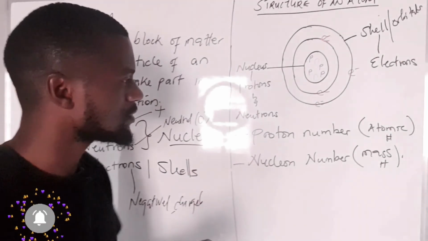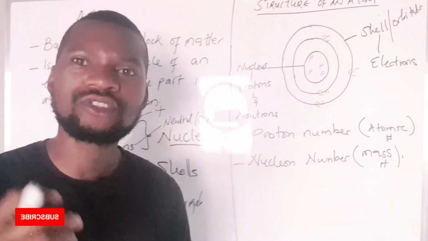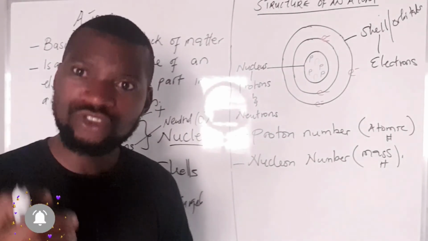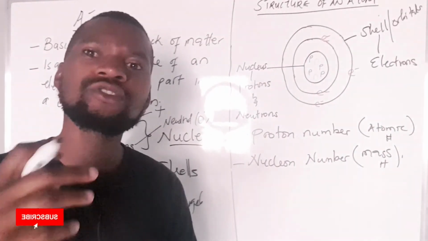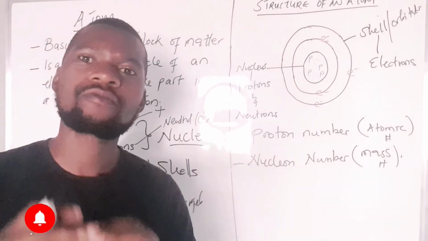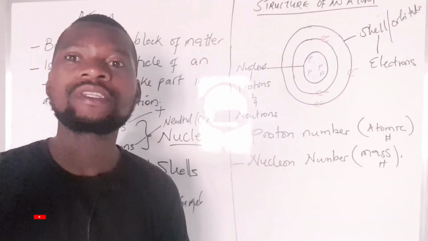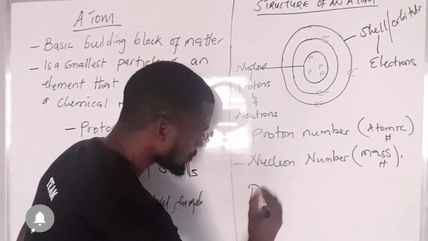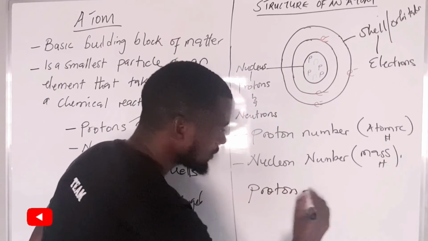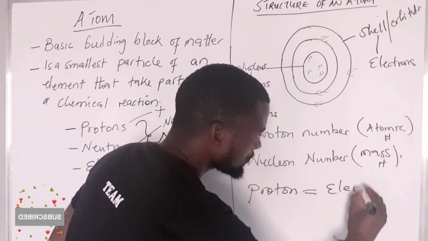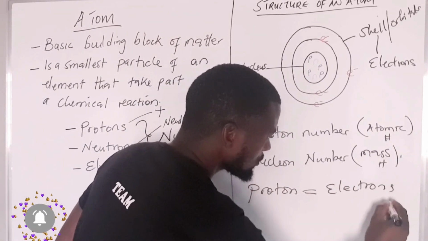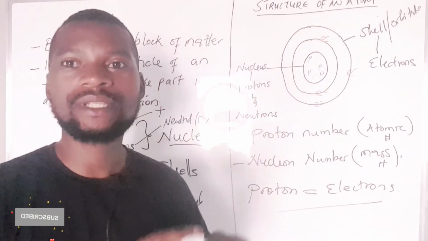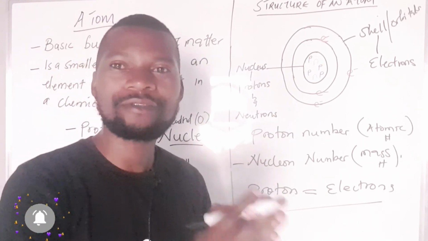Since we are dealing with a neutral atom, and we say an atom is electronically neutral, for an electronically neutral atom, the number of protons is equal to the number of electrons. So once we mention the proton number and we know the number of protons in that particular atom, that same number of protons will be equal to the number of electrons.